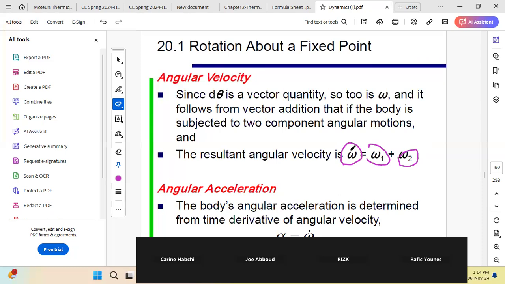From here we can also define angular acceleration. The angular acceleration, by definition, alpha vector, is the derivative of omega vector with respect to time. So alpha is omega dot.